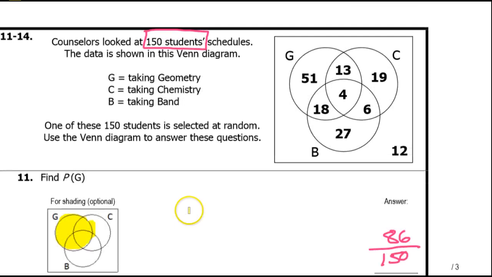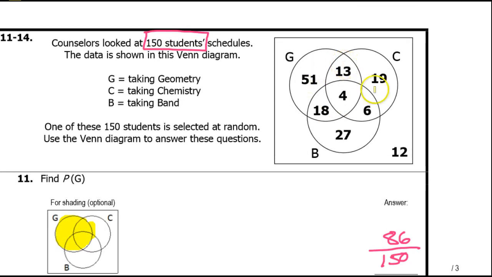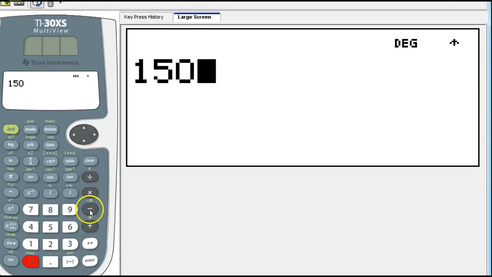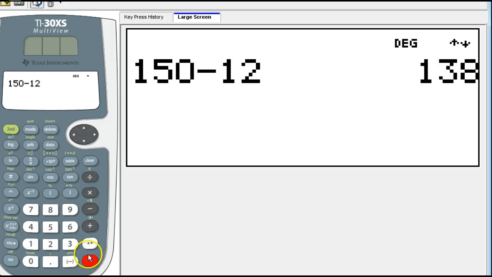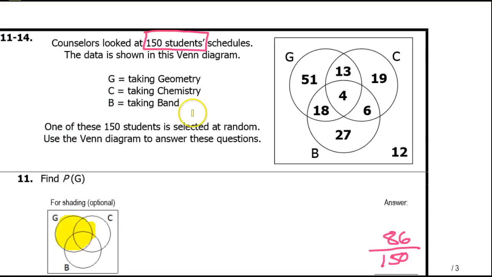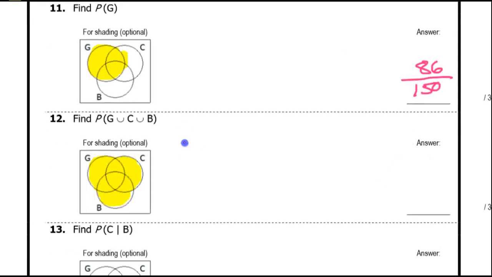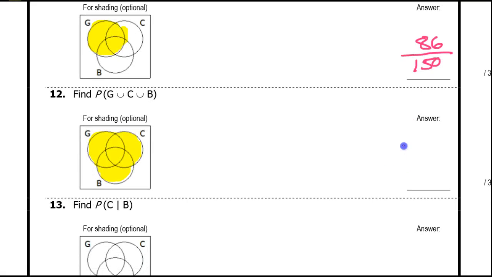So comparing that to this, if I were to shade this, it would be all of all three. It would be everything except for the 12. So in your mind you should be thinking 150 minus 12 would be the easiest thing to do. That's going to be 138 people. So that's why we'll say 138 out of 150.